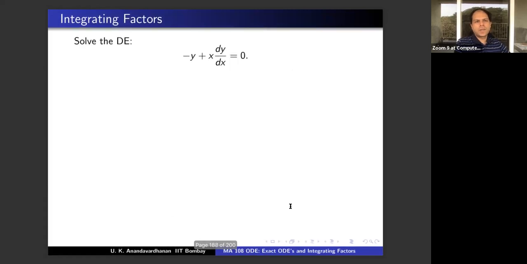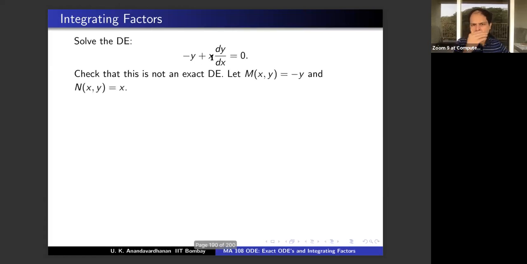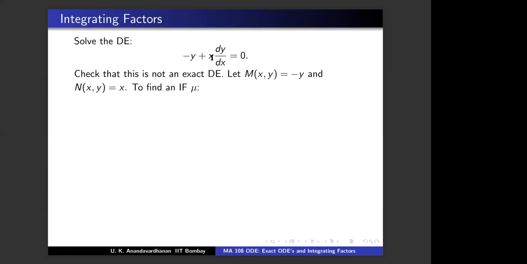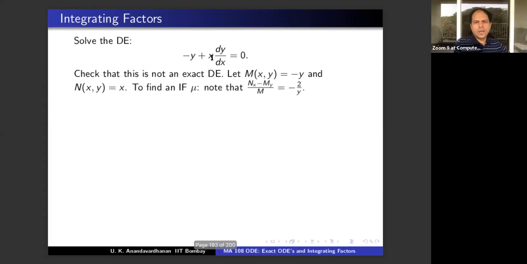Last slide. Solve this differential equation. So this is not exact. Why? Because My is -1 and Nx is 1, and -1 is not equal to 1. So it's not exact. So take M(x,y) is -y, N(x,y) is x, to find an integrating factor mu, x square or y square. If you take this derivative, this is -2 by y. So what is (Mx minus... (My minus Nx) by N?